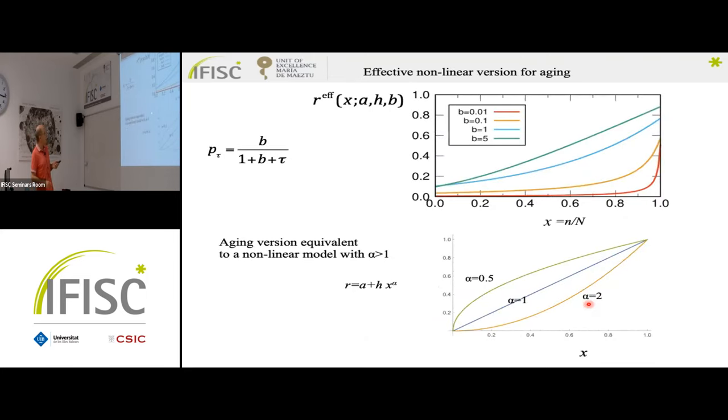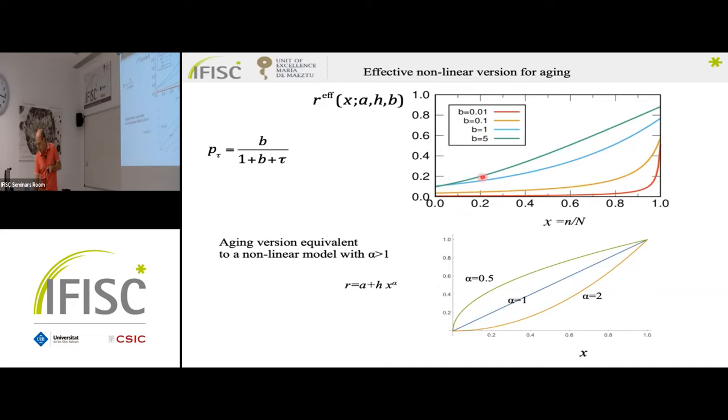Now, as I told you, how do these rates look? Well, they are complicated expressions, I will not write them down. I will plot them. So these effective rates look like this. Remember the distribution of tau depends on this parameter B. So these effective rates depend on X, of course, and on the noise, on the herding, on this parameter B. Okay, these are the effective rates. How do they look?